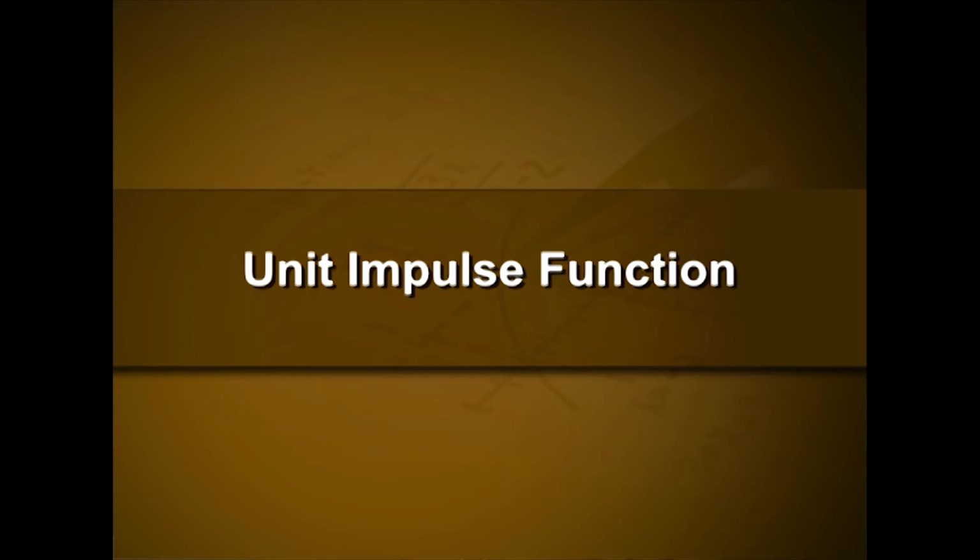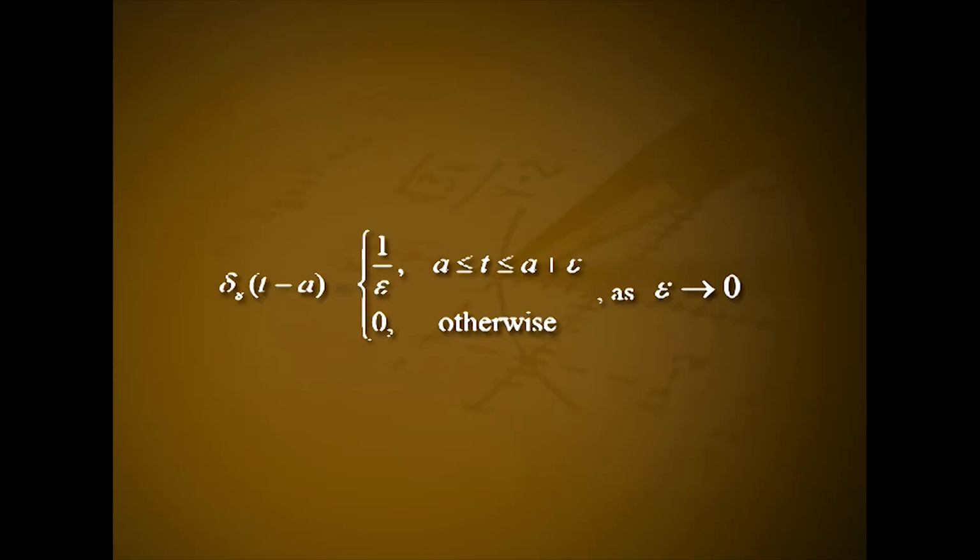Unit impulse function. Impulse is considered as a force of very large magnitude applied for just an instant, and the function representing the impulse is called Dirac delta function. Mathematically, it is considered as the limiting form of the function delta epsilon of t minus a, which is equal to 1 by epsilon for a less than or equal to t less than or equal to a plus epsilon, and equal to 0 otherwise, as epsilon tends to 0.